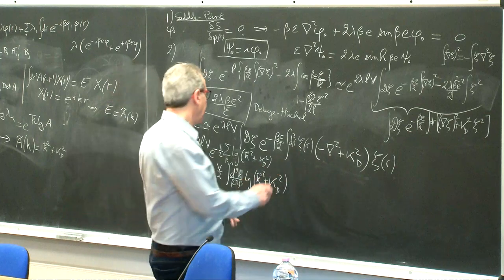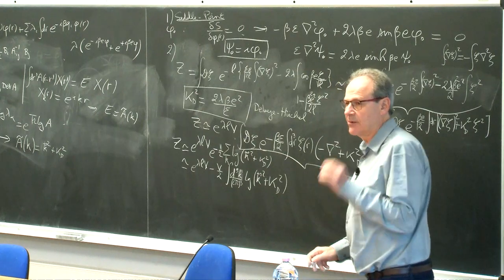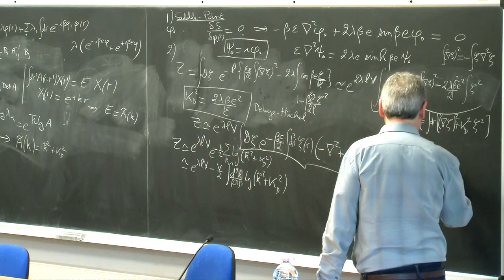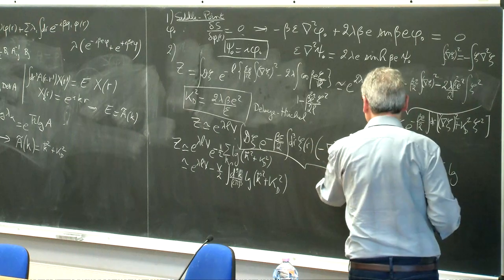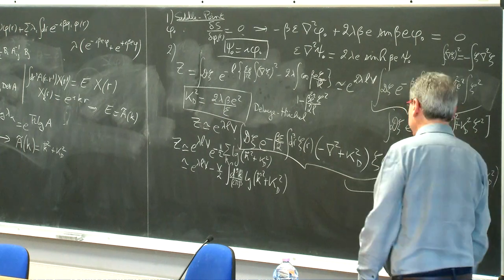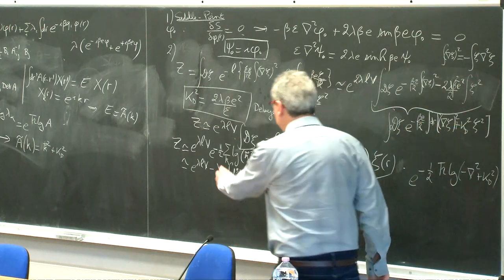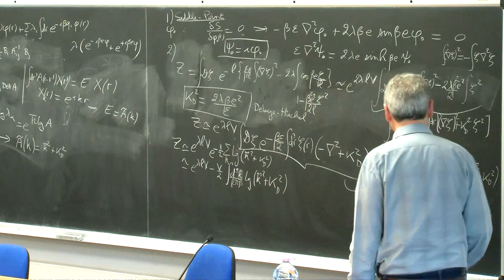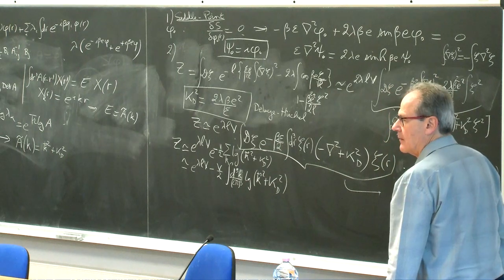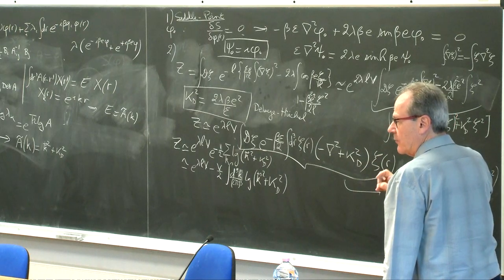Whenever you have an integral like this, this functional integral here is just e to the minus 1/2 trace log of the operator, which is here, minus Laplacian plus kappa d square. And the trace log of this is just V times the integral d3k over (2 pi) cubed of the log of the eigenvalue, which is k square plus kappa d square. Okay, it's maybe not completely trivial, but why did I want to show you this?